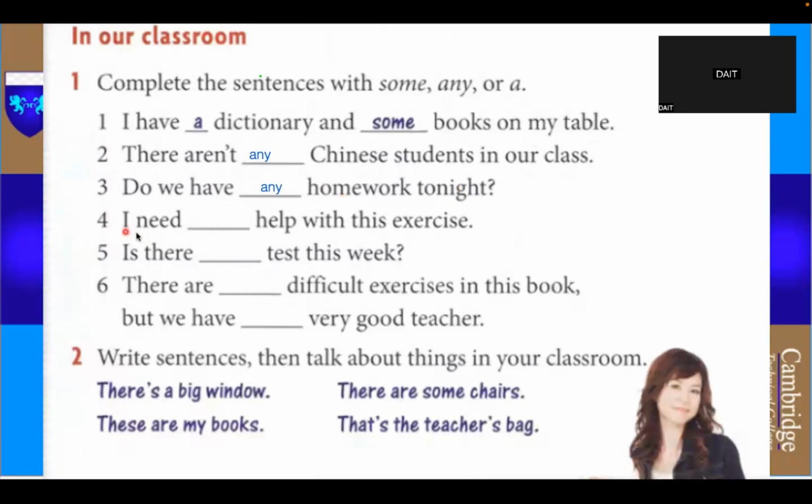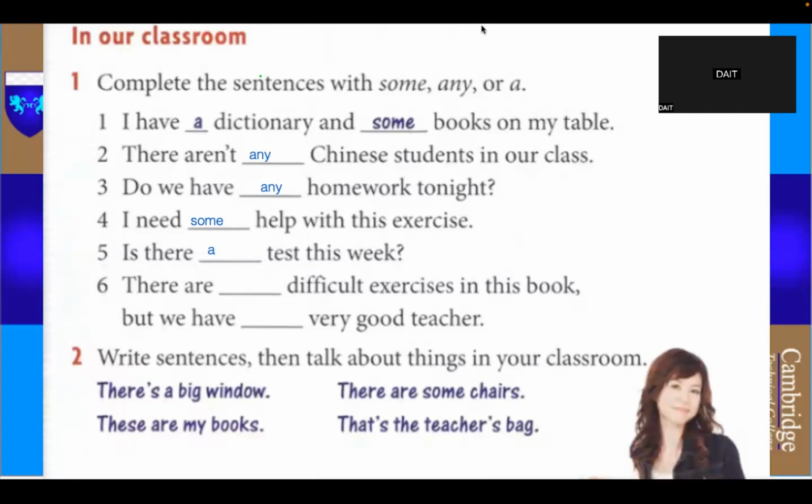4. I need help with this exercise. I need a help, any help, some help. Some. Some, correct. Number 5, is there test this week? A test. A test, very good.